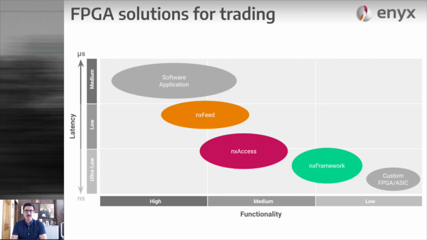When that's done, the next step is, of course, to accelerate the execution part of things, as well as having some logic running inside the FPGA itself. That's where nxAccess sits. It's really going to provide you the best of both worlds between functionality and latency.